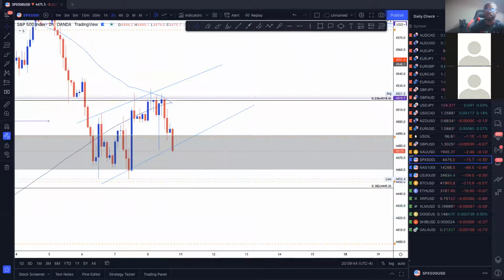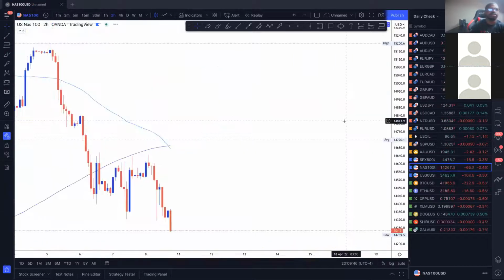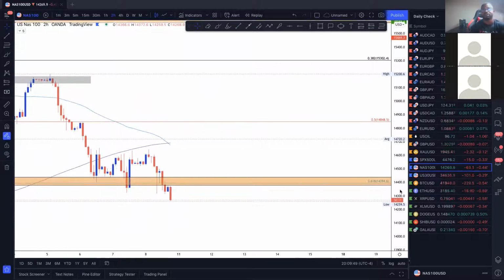So we'll wait. NASDAQ. Oh, wow. This one is worse. The NASDAQ gave you a buy to sell zone right underneath the 618 level. So there's a good chance that this thing is gone.